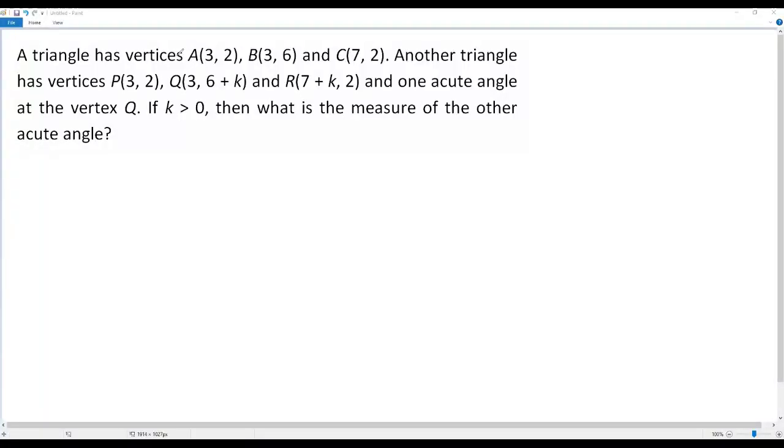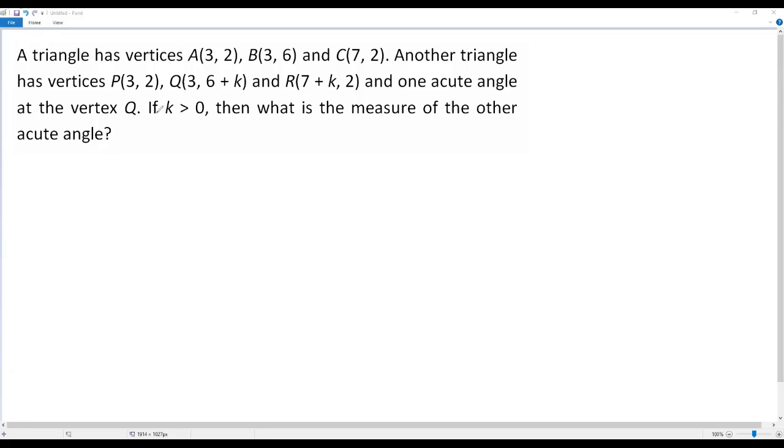A triangle has vertices A of (3, 2), B of (3, 6), and C of (7, 2). Another triangle has vertices P of (3, 2), Q of (3, 6 + k), and R of (7 + k, 2), and one acute angle at the vertex Q. If k is greater than 0, what is the measure of the other acute angle?